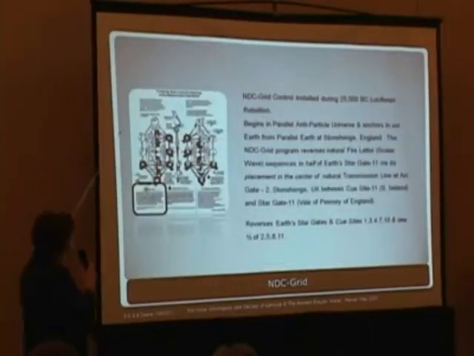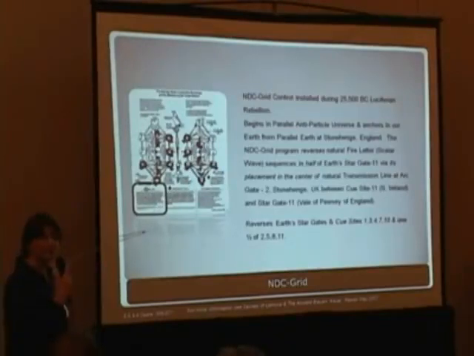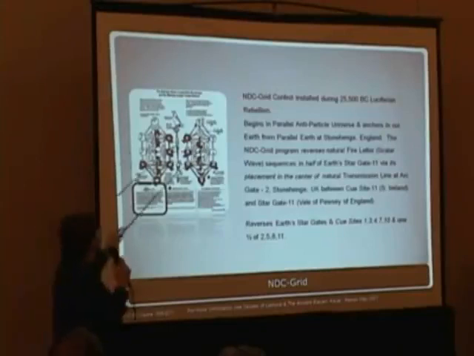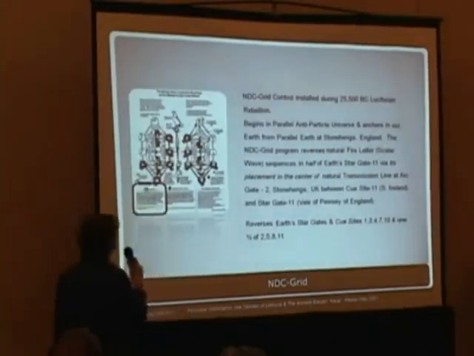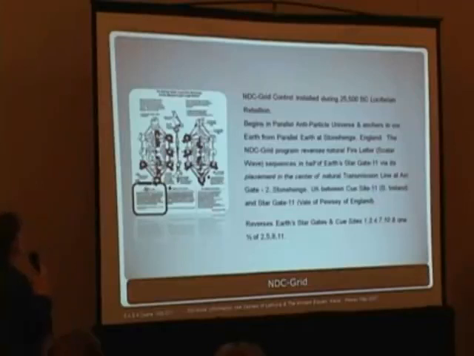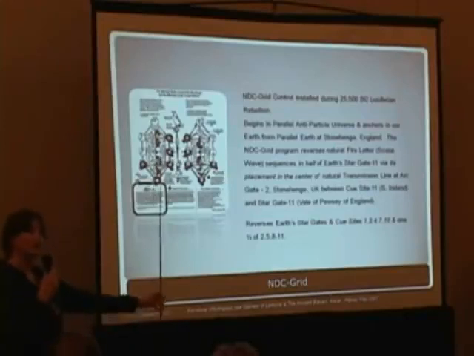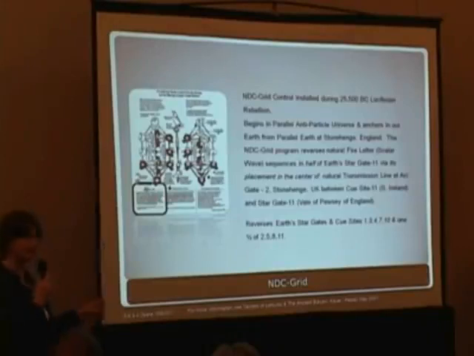What I've done here is I've taken the diagram and just put a little box here so you can see what part of the diagram I'm referring to. Okay, so this one I'm reading here. The Nibirian Dyadic Crystal Grid Control was installed 25,500 BC during the Lucifer Rebellion, which you'll see later is how they got control of Stargate 4. This begins in parallel antiparticle universe and anchors in our Earth from parallel Earth at Stonehenge, England. That's what I was showing you that was coming up. And the Stonehenge was right between the natural transmission line between Q-Site 11 and Stargate 11.